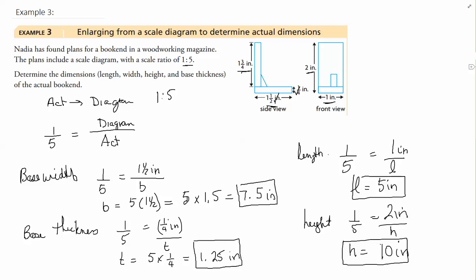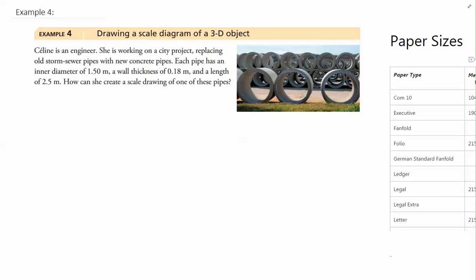Let's do one last example. And this example has us looking at creating a drawing, and we want to draw a pipe. So each pipe has an inner diameter of 1.5 meters with a wall thickness of 0.18 meters and a length of 2.5 meters. And she wants to do a scale drawing of this.